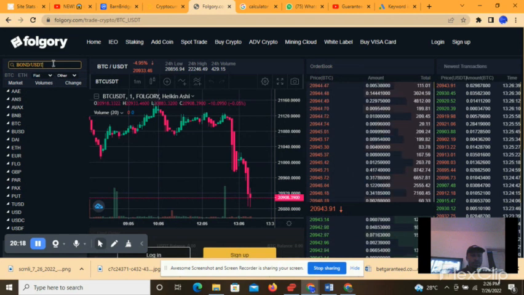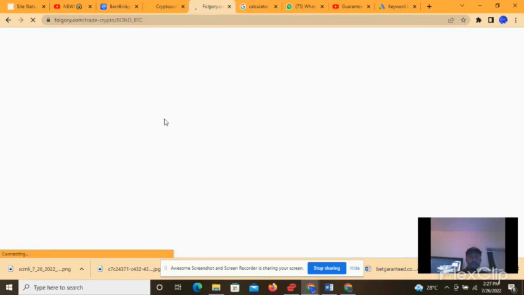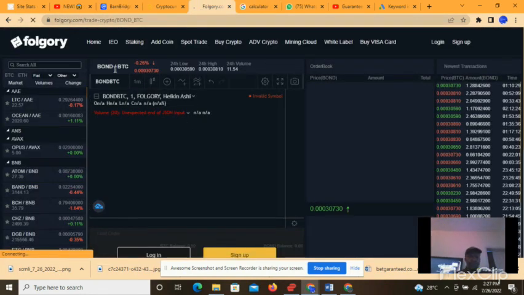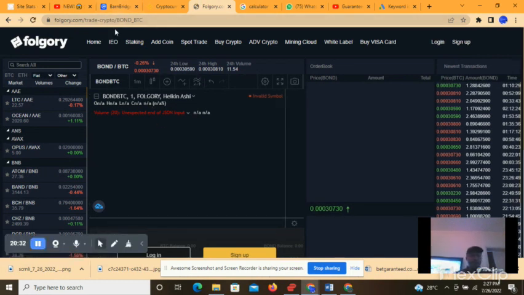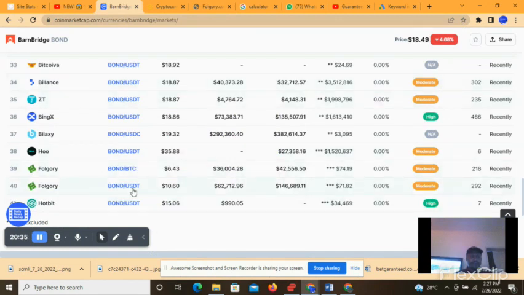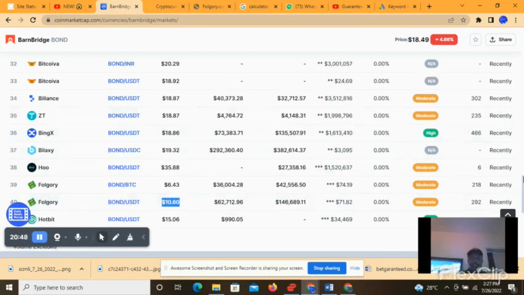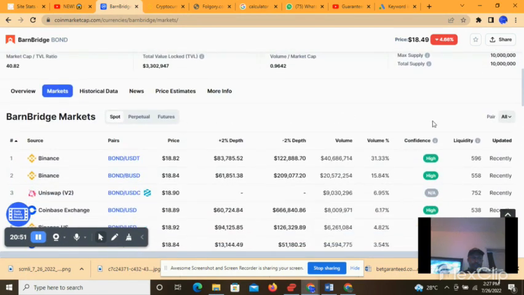Once you buy your bond, the next thing for you to do is convert it to USDT, so you can transfer it from here to your Binance, which is trading currently at 18.82. Are we there? So you can imagine 18.82 minus 10.6. This should give us $8.22 in one single transaction.